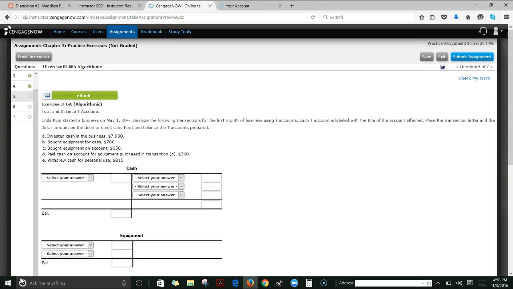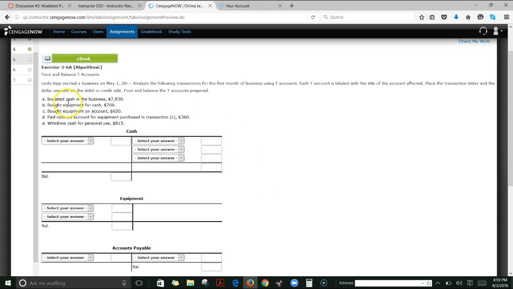Okay, we're going to move on to number 5, foot and balance T accounts. So we're going to do some more transactions. The more you do these, the more familiar they will become to you, because a lot of them are very repetitive. So you're learning how to analyze those, and it's kind of like playing the piano. The more you practice, the better you get at it, and the more easily it comes to you.